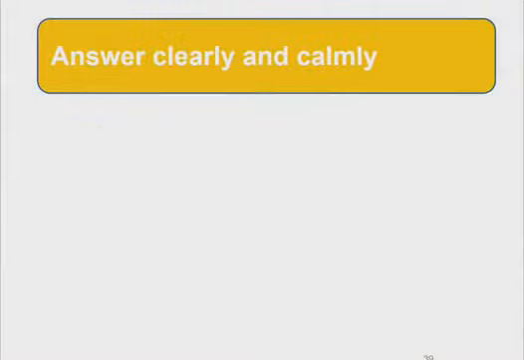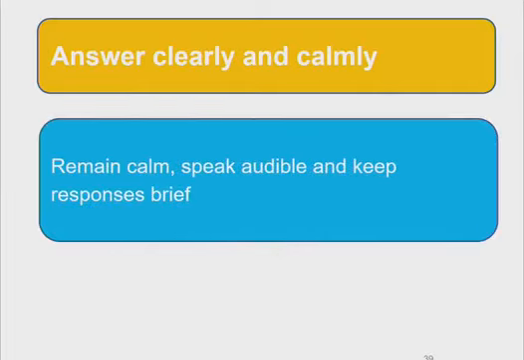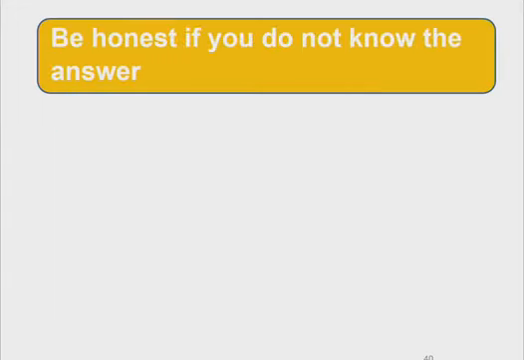Moving on to the next slide. Answer clearly and calmly. Remain calm, speak audibly, and keep responses brief. Because you don't want to go into a whole discussion because of all these questions that you are being asked. And sometimes you end up rehashing your presentation again because you refer to certain sections in your presentation. But sometimes people in the audience just want to ask you that extra question too. And so it's important to be honest if you don't know the answer.